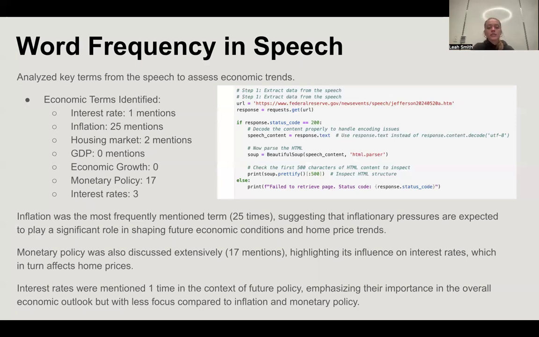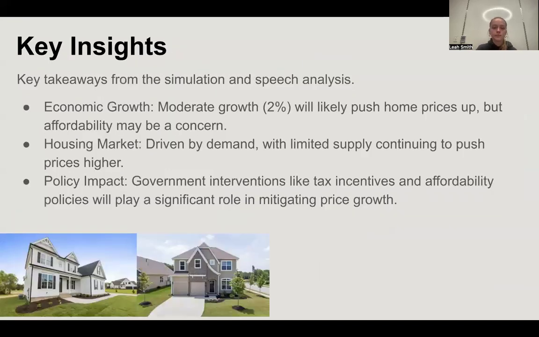Interest rates were mentioned 1 time in the context of future policy, emphasizing their importance in the overall economic outlook, but with less focus compared to inflation and monetary policy, which now makes sense because all those terms can coincide to interest rates. Some key insights.